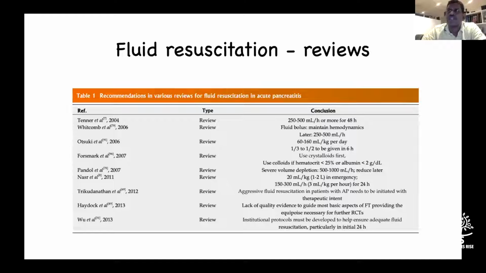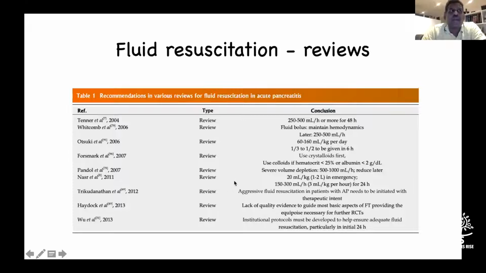Like every resuscitation, you have to fill the capacitance vessels, and that probably you have to address in the first 6 hours of resuscitation. So they have recommended the calculation. The total duration is still not clear. Forsmark recommended crystalloids first, and colloids if the hematocrit is less than 25 or albumin less than 2 grams. That pretty much we are not using.